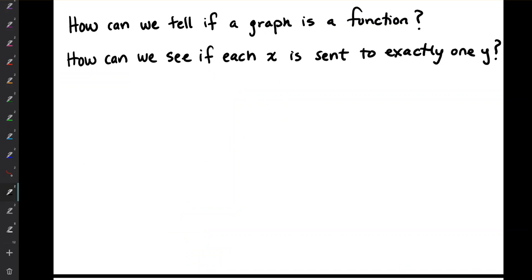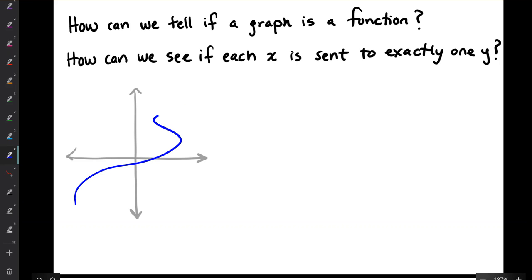So, how can we tell if a graph is a function? Or said another way, remember what a function is. We need each x to be sent to exactly one y. So how can you tell that graphically? So here's a graph. Okay? And what you're going to do is you are going to fix an x value.